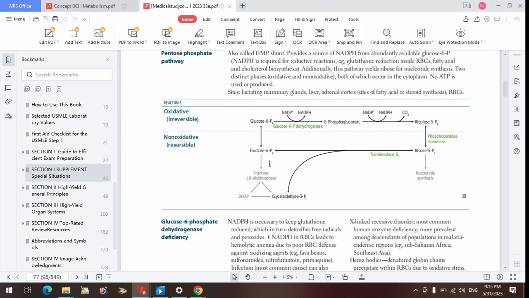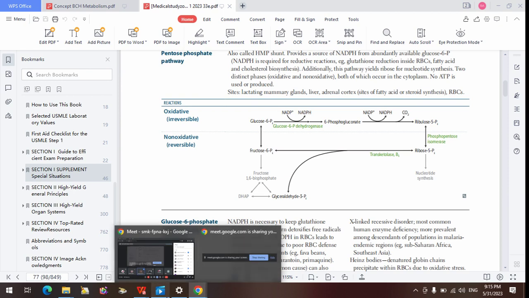Yes, I remember. So this whole HMP shunt is just like a branching. Glucose 6-phosphate is just branching that pathway to synthesize NADPH so that it can do some things for the body. At the end of the day, it's still going to go back to fructose 6-phosphate. So you must remember this. It goes back to fructose 6-phosphate through the activity of transketolase.